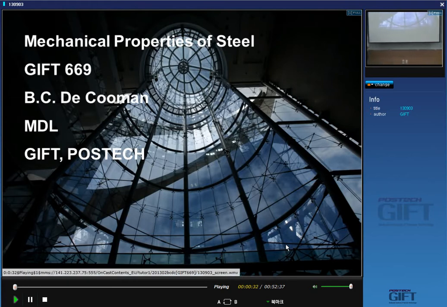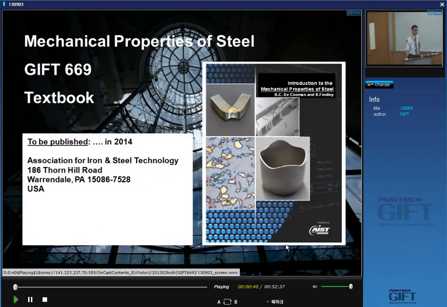This course is offered in the fall semester of 2013. The textbook for the course is currently not available. It will be published in 2014. It will be called the Introduction to the Mechanical Properties of Steels. It's currently in preparation with Professor Kip Findlay at Colorado School of Mines. In the meanwhile, as the textbook is not available, I'll make slides available through the e-class system.